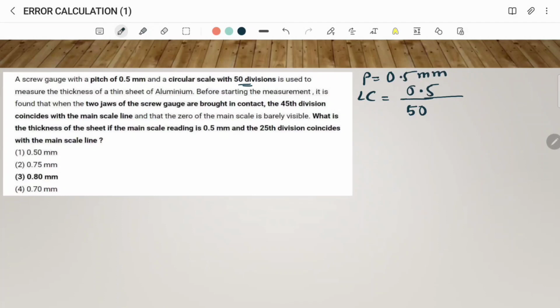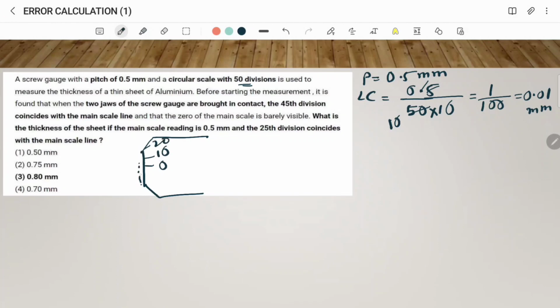So our least count is pitch divided by the total number of divisions, which is 50. So this comes out to be 1 over 100, or 0.01 millimeter. The two jaws are brought in contact and the 45 division. So if you remember, a circular scale has markings like this, then the rest will fall on the other side. 50 and 0 is the same because our scale has a total of 50 divisions.